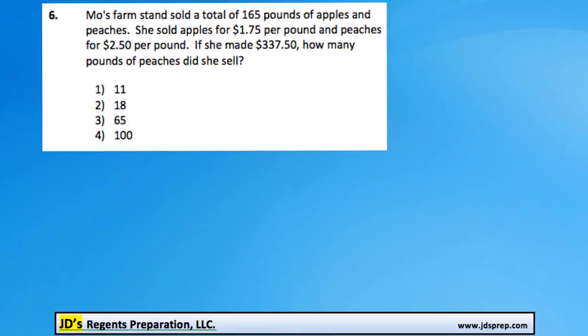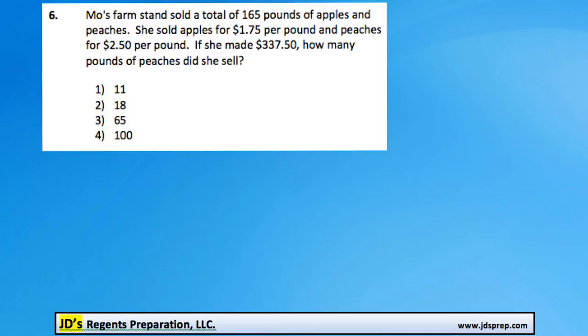This is problem number 6 from the June 2015 Algebra Regents exam. Most Farms Stand sold a total of 165 pounds of apples and peaches. She sold apples for $1.75 per pound and peaches for $2.50 per pound. If she made $337.50, how many pounds of peaches did she sell?